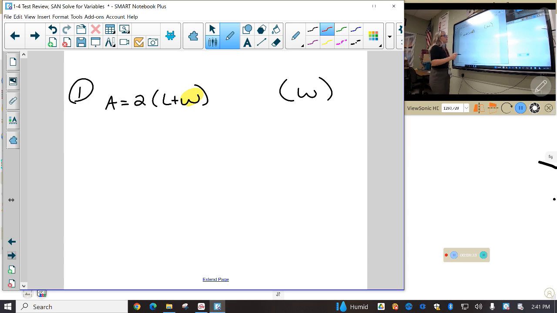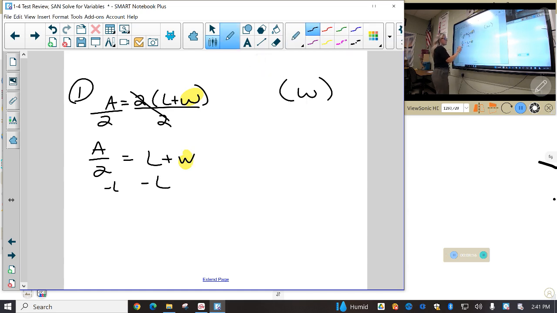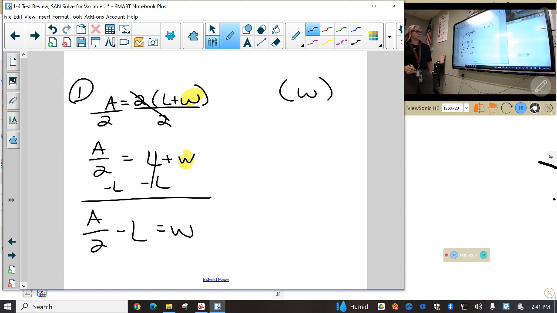All right, we're solving for w. Now, you have two options here. This one's already highlighted. You can distribute, or you can just solve it from where it's at. I'm just going to solve from where it's at. I'm going to divide by 2, since there's nothing attached to w. And that's going to cancel this out. So I have a over 2 equals L plus w. Still solving for w. And then subtract L. So I have a over 2 minus L equals w. You're just solving equations with the same rules, only there's more than one variable.